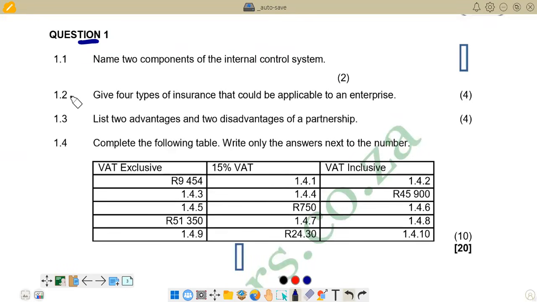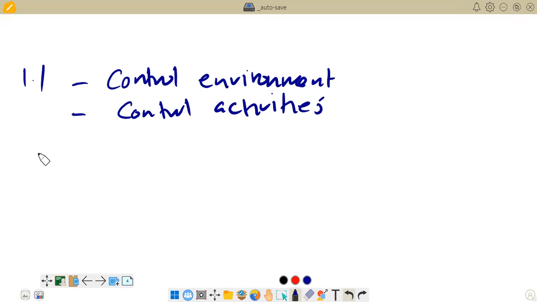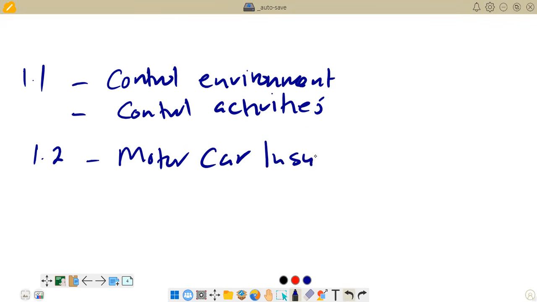On the second question, we are on 1.2, and the question is: give two types of insurance that could be applicable to an enterprise. So what does it mean? We just list the types of insurance that we have. For 1.2, we can have the motor car insurance.